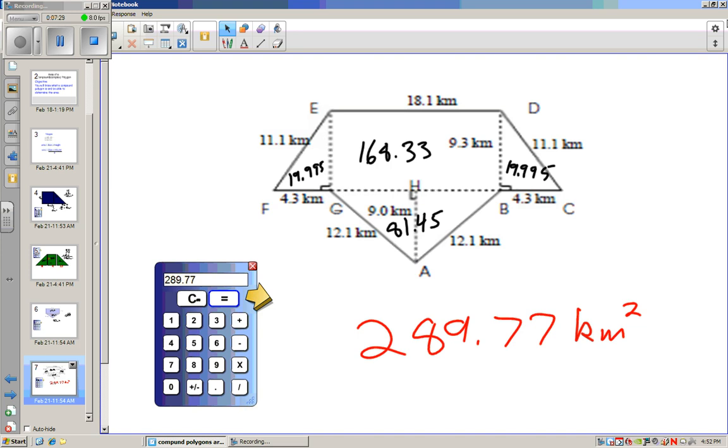Remember our two formulas for a rectangle, parallelogram, square, rhombus, it's base times height. And if it's a triangle, it's base times height divided by 2.